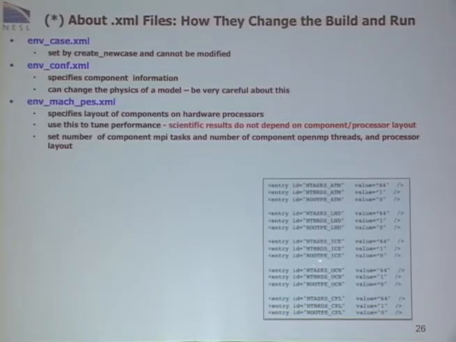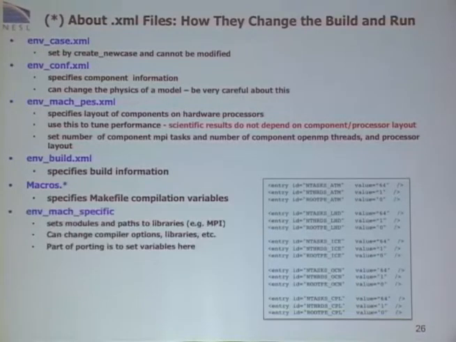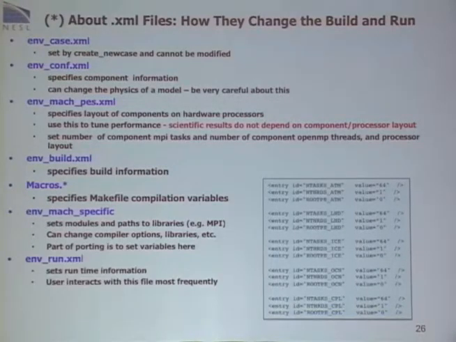So you can just tell it how many MPI tasks to use, how many threads per task, because we do use a hybrid MPI, OpenMP parallelization. And then root PE is used to control the layout of components on processors. Env build specifies information about the build. You rarely have to change it. There's makefile specific compilation, machine specific information, which are mainly changed during porting. And then env run is where you set things like the actual length of time that you want the model to run for.